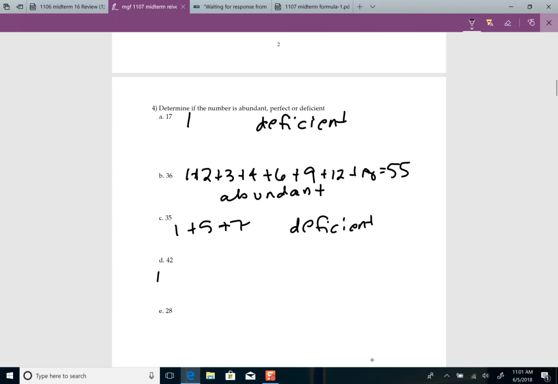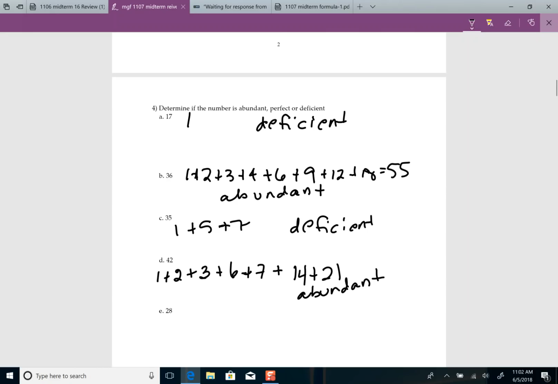For 42, I have 1, I have 2, I have 3, not 4, not 5, I definitely have 6, I have 7. Alright, so I started just going in order, 1, 2, 3, 6, 7, but at some point you probably have to work backwards and say, how many times does that go in? So 6 and 7 were easy, but if you needed to do 42 divided by 3, that gives me 14, and then 42 divided by 2 is 21. So let's add that up, 1, 2, 3, 6, 7, 14, and 21. I got 54, which says abundant.